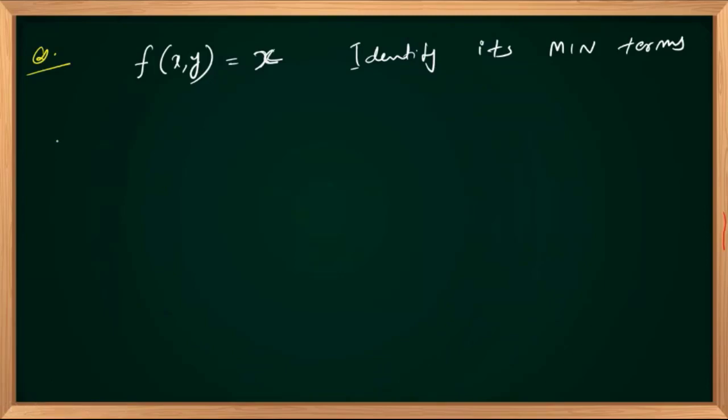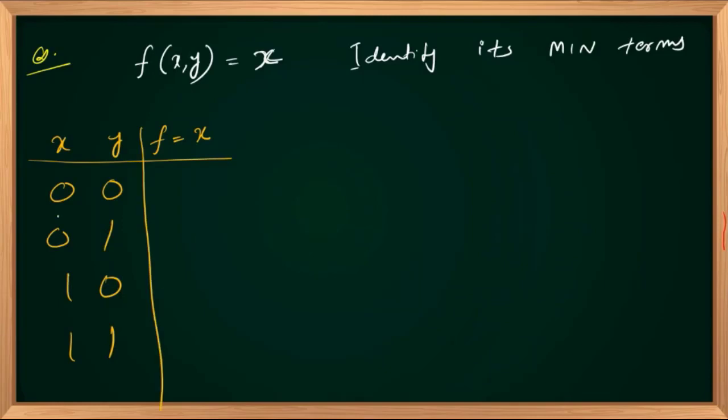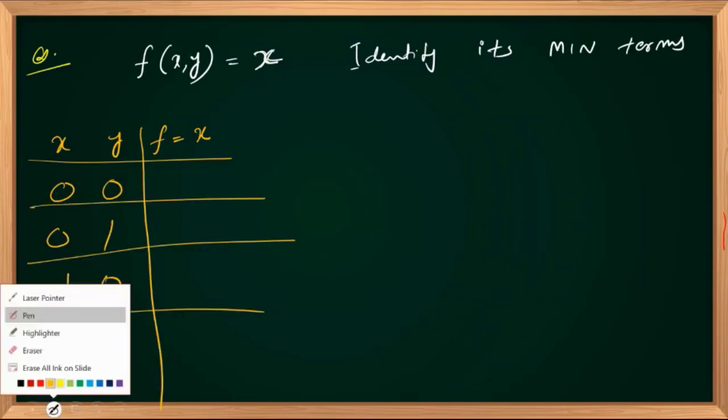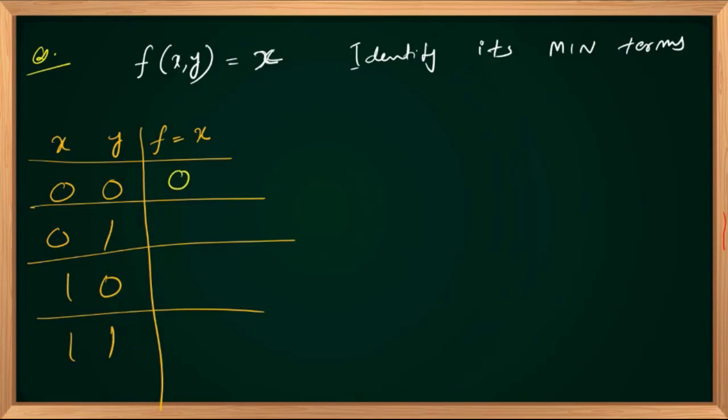Two variables, right? So four combinations. What is f? F equal to x. The value of f is same as x. So 0, 0 case, what is the value of x? X equal to 0. So f is also 0. 0, 1, x is 0. F is also equal to 0 because f equal to x. Last two cases, x equal to 1. So f is same as x. So f also equal to 1.